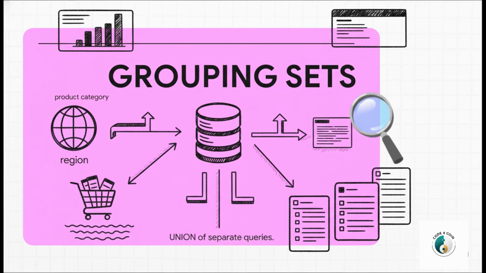So you could get totals by region and, completely separately, totals by product category. It's basically the same as writing 2 different queries and then trying to staple them together with a UNION, but it's way more efficient and so much easier to read.